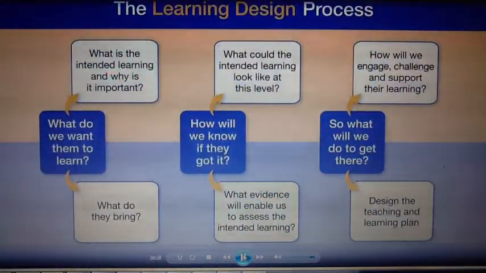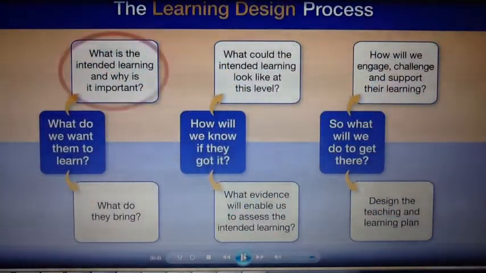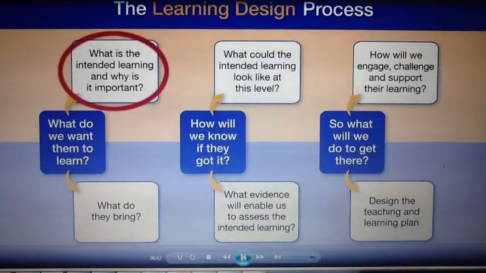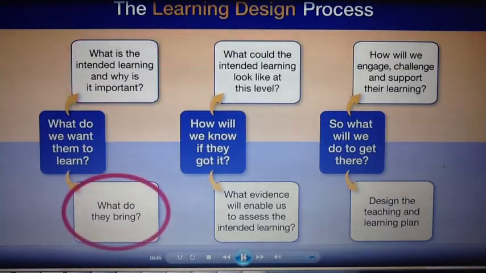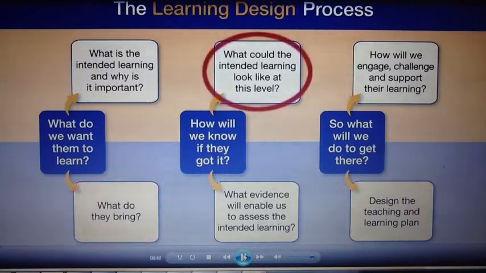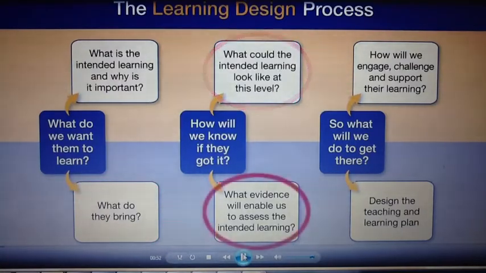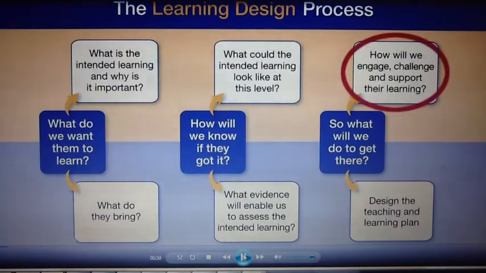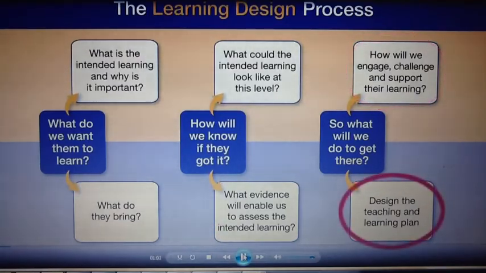The 6 key ideas of learning design are: what is the intended learning and why is it important? What do our learners bring? What could the intended learning look like at this level? What evidence will enable us to assess the intended learning? How will we engage, challenge and support their learning? Design the teaching and learning plan.